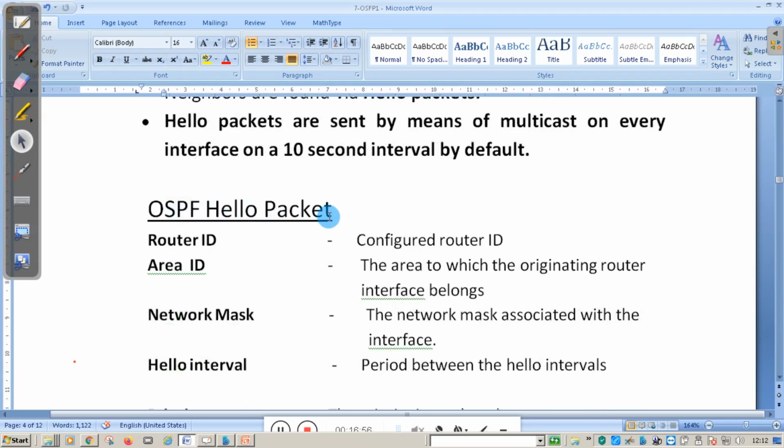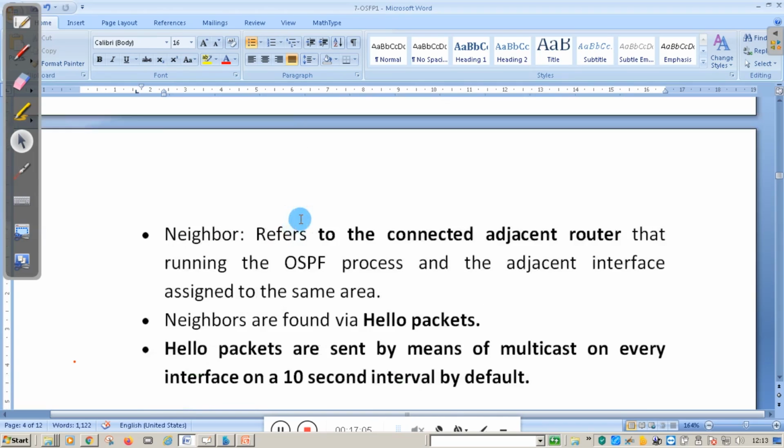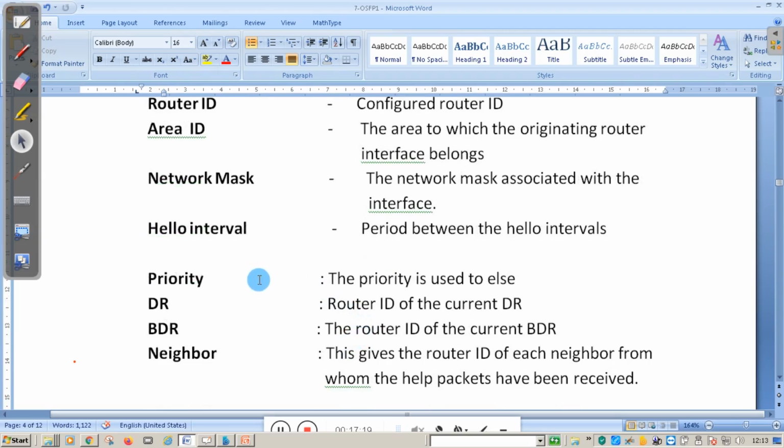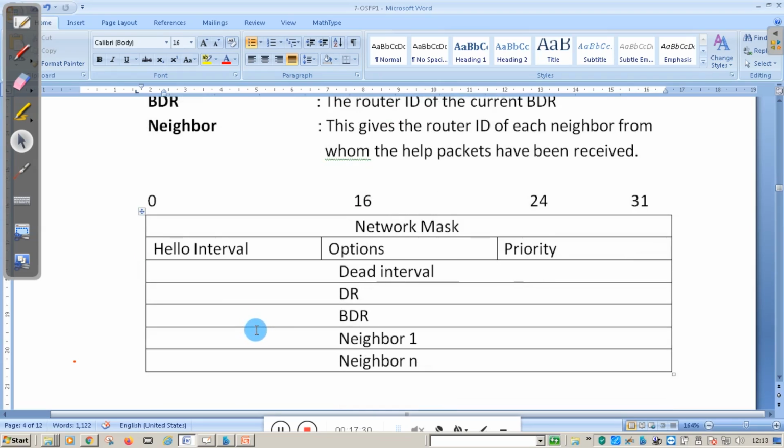So what is there in the OSPF hello packet? Each router will send the hello packet to the other router to establish neighborship. The information it contains is the router ID, the area ID, which area it belongs to, the network mask associated with the network, the hello interval, priority, the designated router, and the backup designated router. All this information is exchanged while establishing neighborship with the other router. So this is the packet format of the hello message.